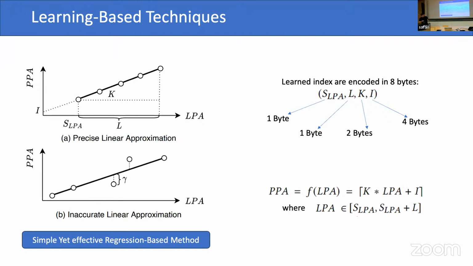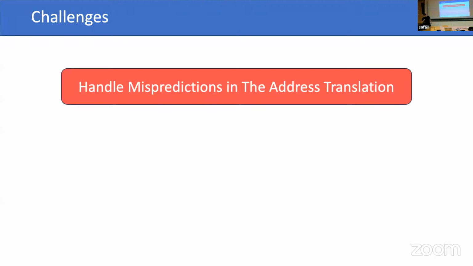Having those, we can then calculate the physical page address using that simple formula. It is also important to state that, having a segment, it is easy to infer the first LPA and the last one, thanks to the starting point and the length. But as you will see in approximate segments, it is hard to infer the middle ones. So, having this method, we have a few challenges.